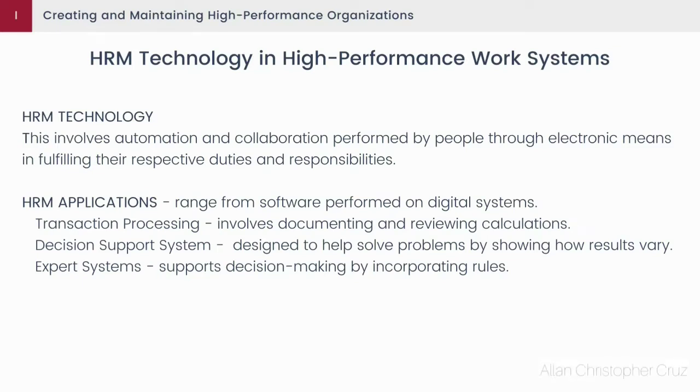Decision support system. Decision support systems are computer software systems designed to help managers solve problems by showing how results vary when the manager alters assumptions or data. Lastly, expert systems. These are computer systems that support decision making by incorporating the decision rules used by people who are considered to have expertise in a certain area. Collectively, these three systems often form the human resource information system.